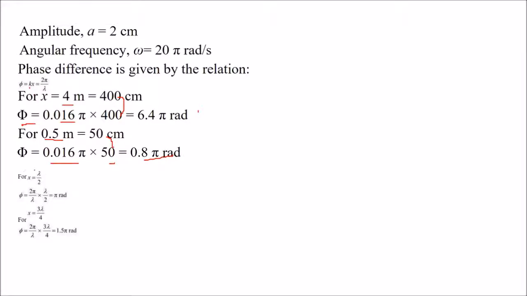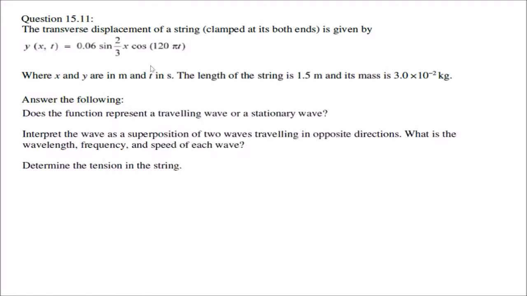Now for x equal to lambda by 2, what will be your phi? 2 pi by lambda into lambda by 2, which gives you pi radian. For x equal to 3 lambda by 4, what will be phi? Again 2 pi by lambda into 3 lambda by 4, lambda cancels. It gives you 6 pi by 4, which is 1.5 pi radian. This is how it gets.